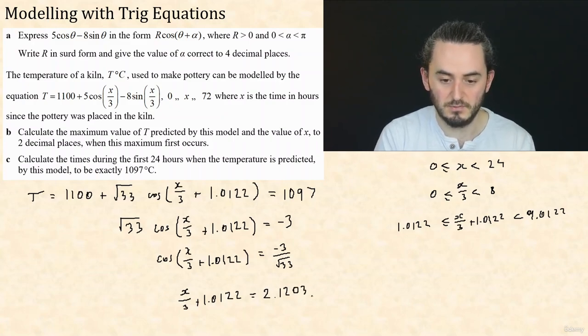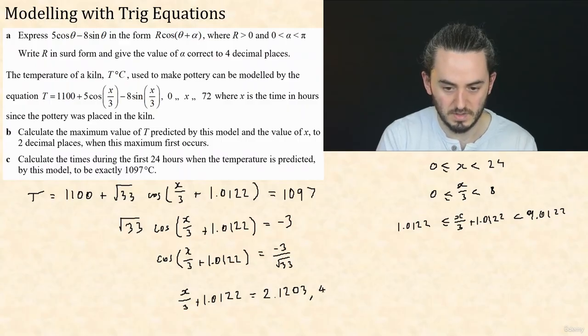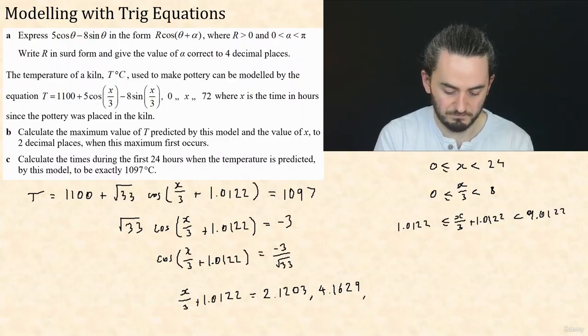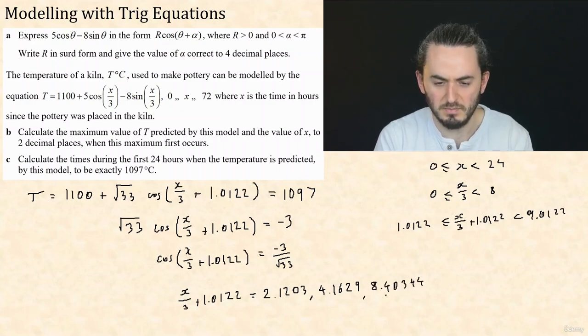Now, the next value of cos is 2 pi minus that. So 2 pi minus this answer is 4.1629. Do I need to keep searching? Should I subtract 2 pi from either of these? No, I'll go negative and I don't want that. I can add 2 pi to this first one, and that gets me up to 8.40344. I don't need to bother going any further.